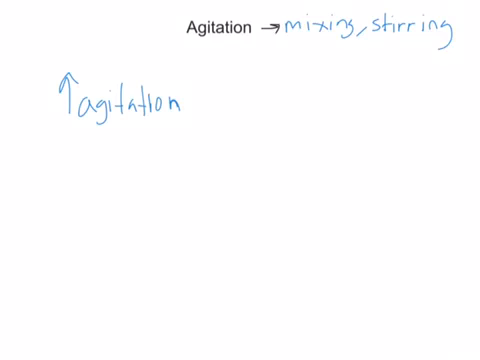Agitation also affects the rate of dissolving. Agitation refers to stirring or movement by an outside force. With more agitation, it is easier to break the intermolecular forces so that solute-solvent forces can form and the solute can dissolve. So, the greater the agitation, the faster the rate of dissolving.